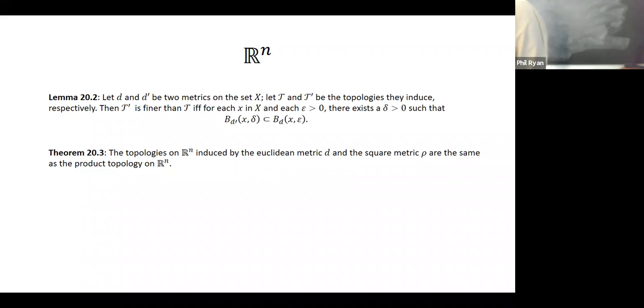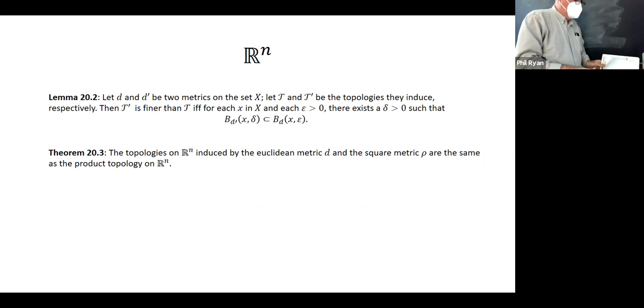Okay, and so with that, we can then prove the following theorem: that the topology given by the Euclidean metric, remember that's where normal Pythagorean distance gives us the topology, given by the square metric, which is kind of like the sup norm, is the same as the product topology. Okay, so that's where we're at. And so basically, what we're going to do is use that lemma to prove that.